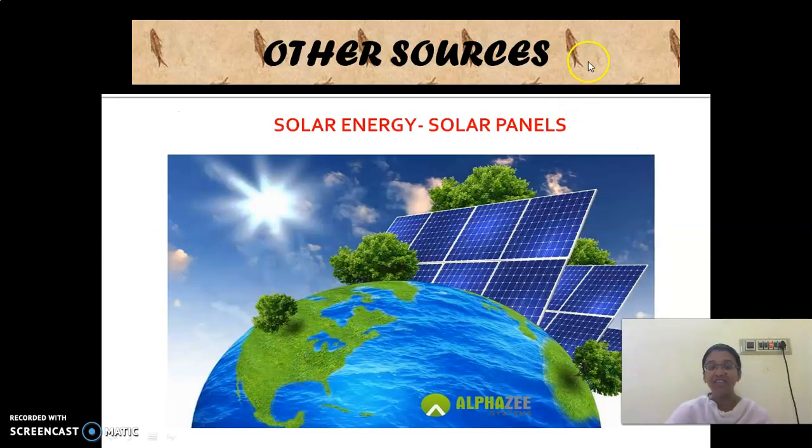Next thing, other sources. What are the other sources of electricity? Nowadays most of the houses have solar panels for the production of electricity. Not only for that, there are solar water heaters, and solar room heaters in some countries, and then solar cookers. Solar rice cookers are also there, which are used for cooking. Okay children.